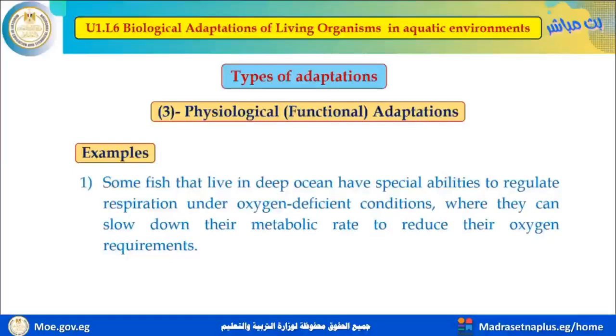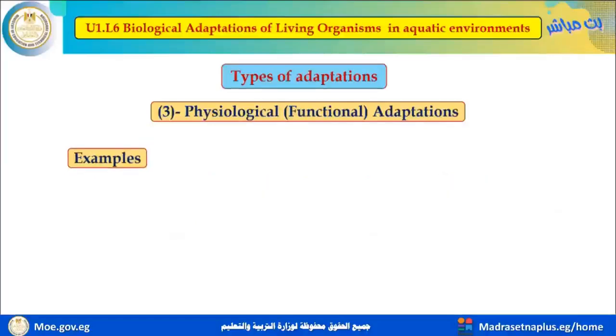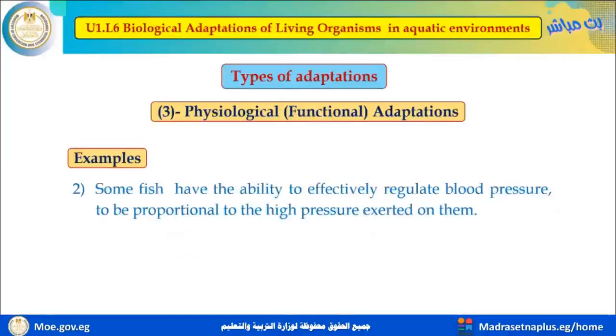Okay, let's go for another example. Some fish have the ability to efficiently regulate blood pressure to be proportional to the high pressure exerted on them in the deep ocean or in the deep areas. The pressure there is extremely high, and some kinds of fish can efficiently regulate their blood pressure. They can control it to make it proportional to what? To the pressure exerted on them.